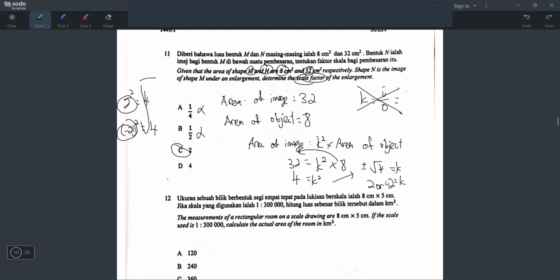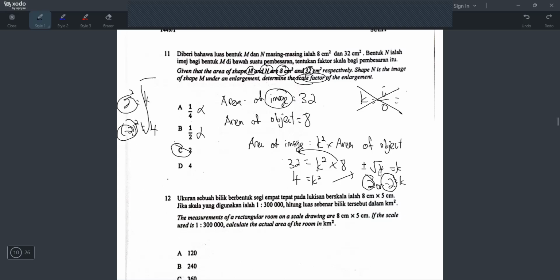Why can the scale factor be negative 2 also? Okay, let me explain. I ask you again, is the image getting bigger or getting smaller? Getting bigger, right? So if the image is getting bigger, it means your scale factor can be 2 or negative 2. If the scale factor is 2, the image is getting bigger and the object and image are on the same side. But if your scale factor is negative 2, your image is still getting bigger, but your object and image will be on the opposite side.